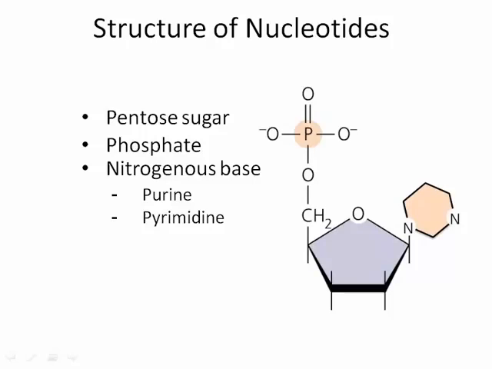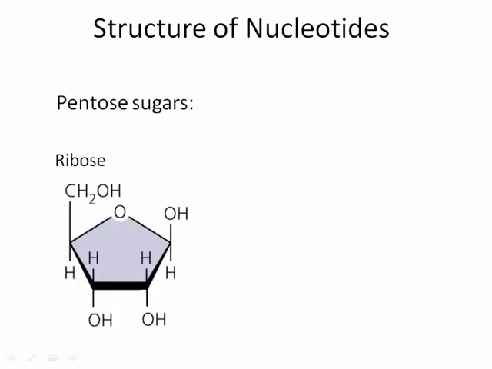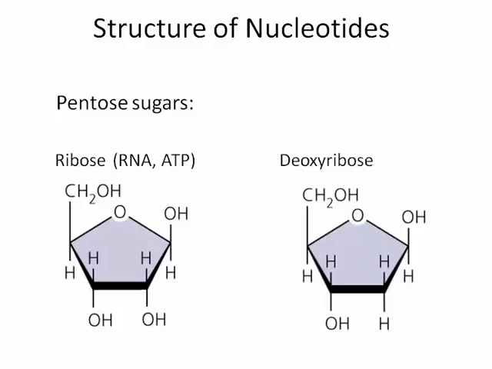Now, let's look at these components more closely, starting with 2 sugars. One sugar is ribose, which is found in RNA and ATP. The other sugar is deoxyribose, which is found in DNA. The difference between ribose and deoxyribose is in the presence of an oxygen atom on the second carbon of ribose. This oxygen atom is missing in deoxyribose, thus the deoxy part of its name.